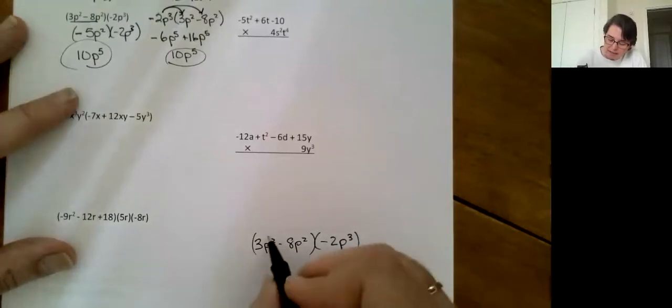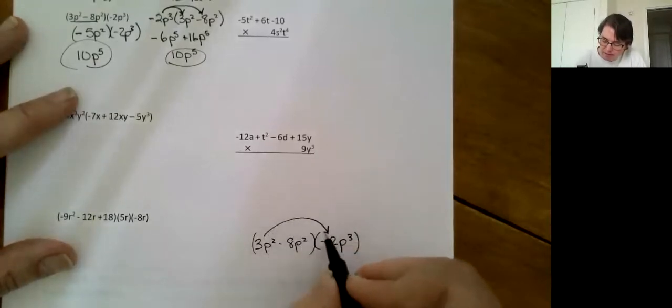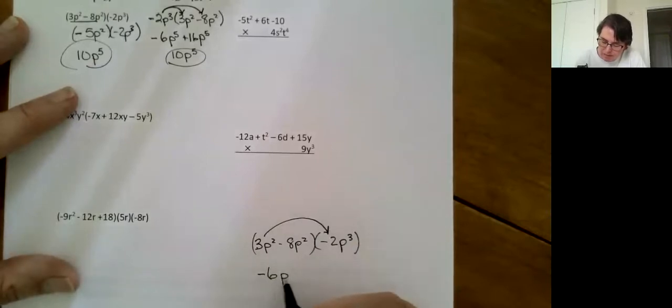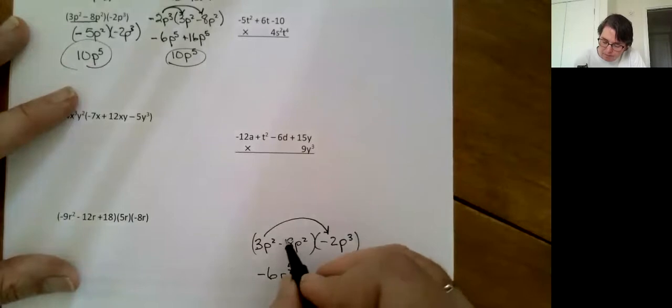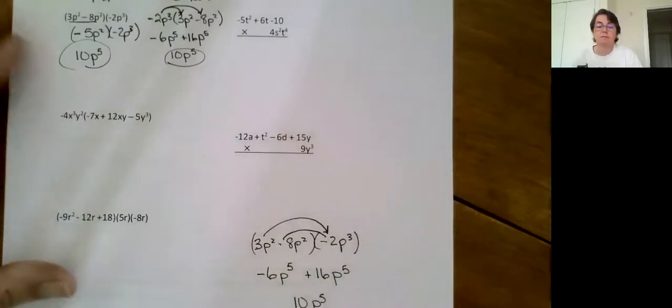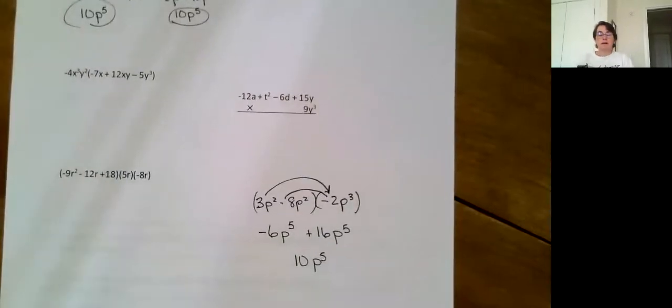You can actually distribute from here even. So 3 times minus 2 is minus 6p to the 5. And then a minus times a minus is plus 16p to the 5, which gives you 10p to the 5. So, whoopsies, you can see that.